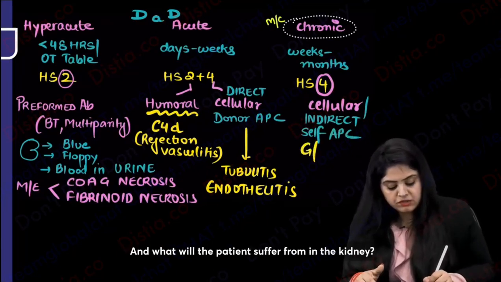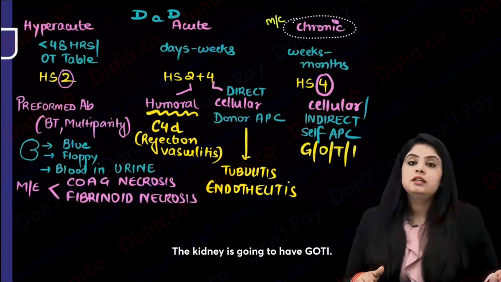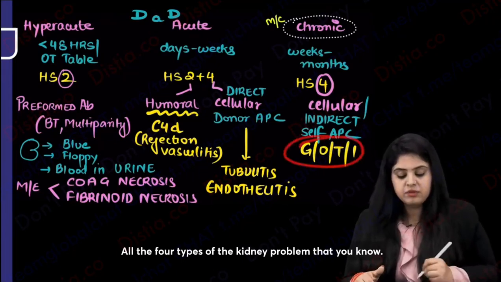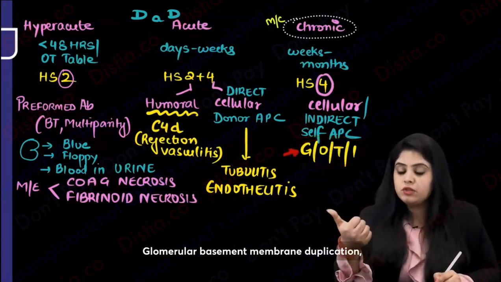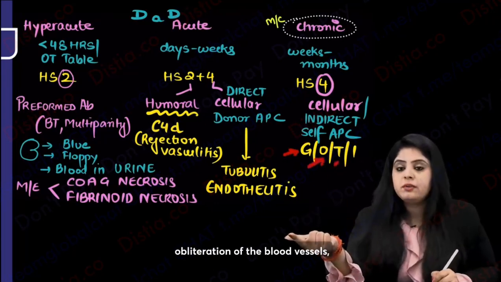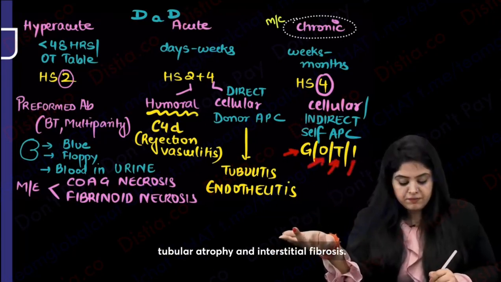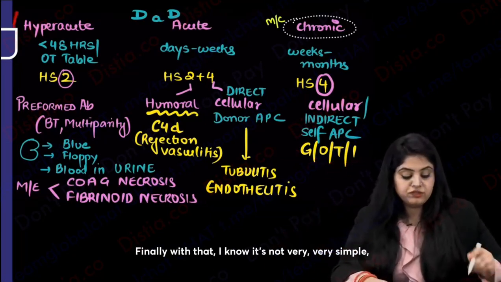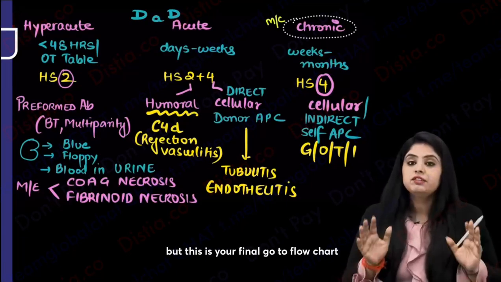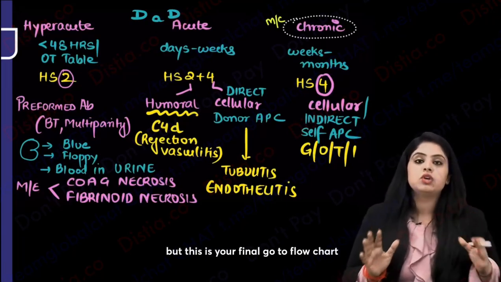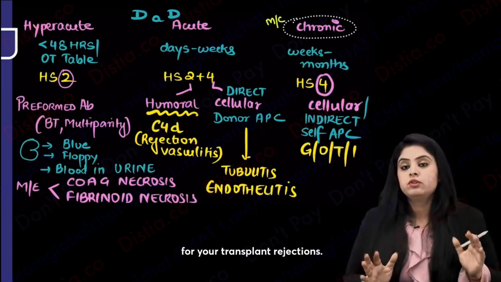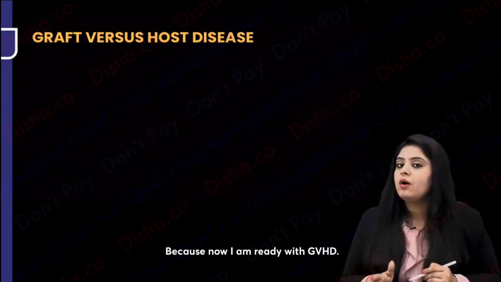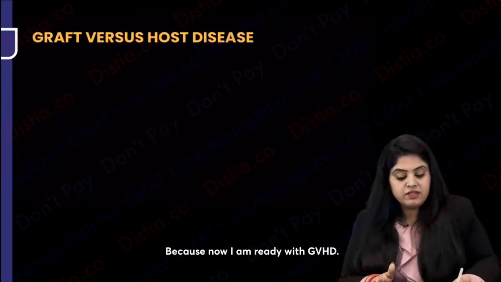And what will the patient suffer from in the kidney? The kidney is going to have GOTI. What is GOTI? All the 4 types of kidney problems that you know: glomerular basement membrane duplication, obliteration of the blood vessels, tubular atrophy, and interstitial fibrosis. Finally, with that, I know it's not very, very simple, but this is your final go-to flowchart that I have made for all of you for your transplant rejections, only transplant rejections, because now I am ready with GVHD.